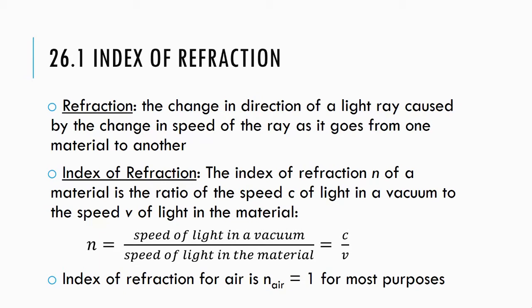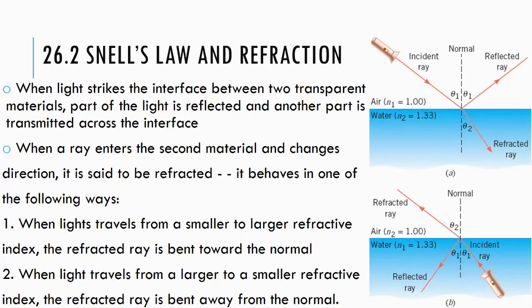So an index of refraction, the symbol for that is a lowercase n, and it is the ratio of the speed of light in a vacuum, which we call c, to the speed of light in a material. So if you're working on a problem, it doesn't give you the index of refraction, but you need one, and the light ray is moving through air, we say that the index of refraction for air is 1 for most purposes. You can use that in a crunch.